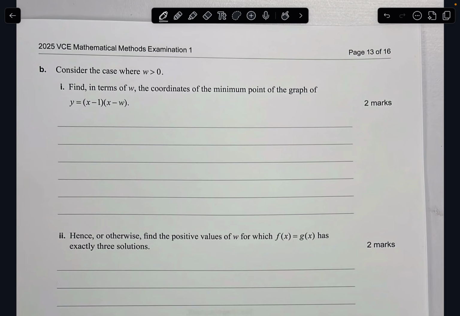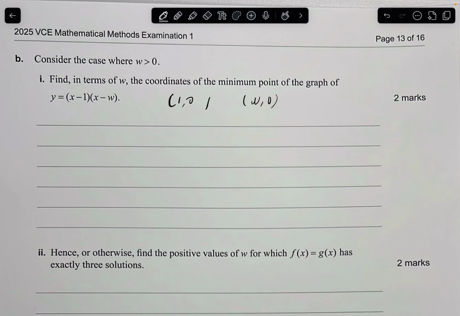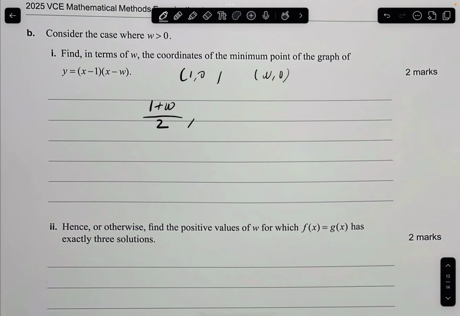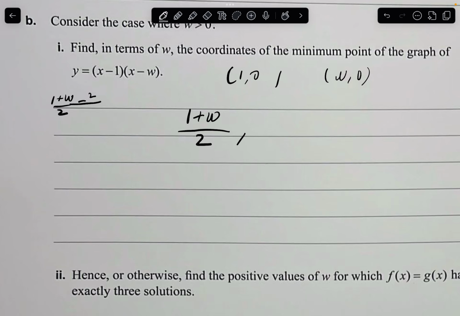Consider the case where w is greater than 0. Find in terms of w the coordinates of the minimum point of the graph. So the minimum point is halfway in between the x-intercepts. If you've got 1, 0 and w, 0, the x value would just be 1 plus w over 2. And then you've just got to plug that in to find the y value. So 1 plus w over 2 minus 2 over 2, so minus 2, would be w minus 1 over 2.